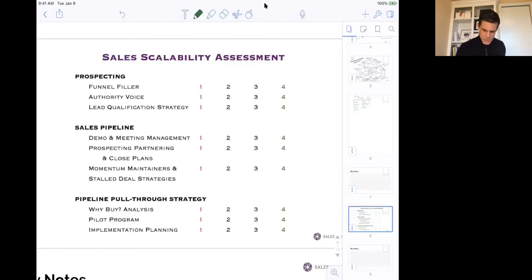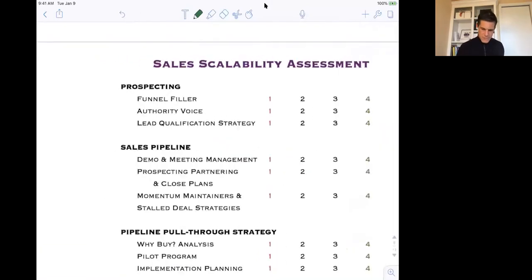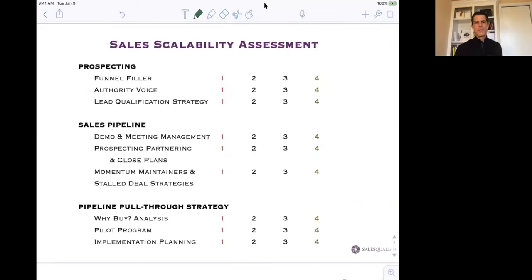Let's go down to the next page of your workbook, which is the sales scalability assessment. You can see there's a score of 1, 2, 3, and 4 across each of these 9 systems. 1 is in red on my screen. It's probably black and white unless you printed this in color. 1 is in red, means it's bad. 4 is in green. 4 is good. 1 is bad, 4 is good, 2 or 3 in the middle.